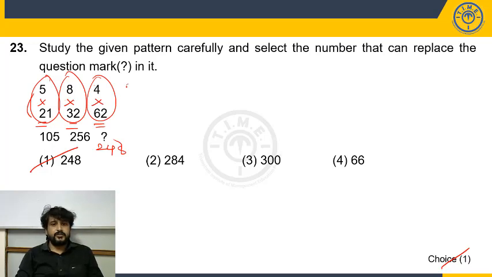Generally, in this kind of question, we have to identify how the bigger number is obtained from the smaller numbers. Okay.